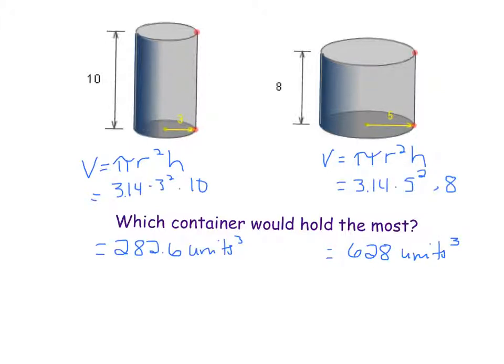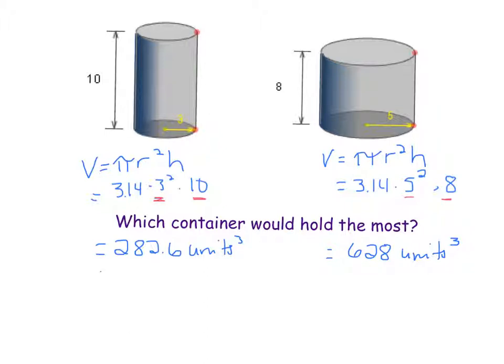All right, this is what I got. After I filled in what I knew, I put the radius in for r, the height in for h in both cases, and then simplified using a calculator. I found that the shorter but wider cylinder held more. And that's what you would write as your answer.